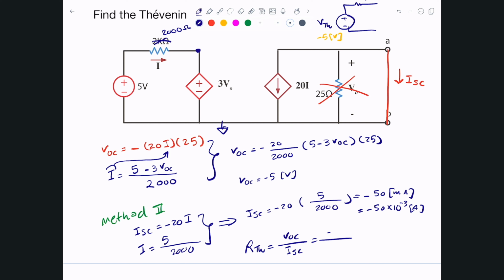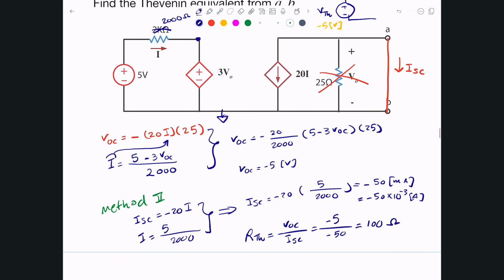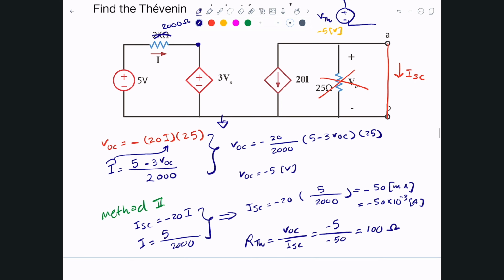Okay, but now we're computing R Thevenin. Well, what was the value here? It was negative 5 and negative 50 milliamp, because this is a milliamp, so the result will be in kilo ohms. So 5 divided by 50, and that will be just simply, I think it's 100 ohms. You will get 100 times 10 to the negative 3 kilo ohms, and then you just multiply by 1,000, and you'll get 100 ohms. So that's basically the R Thevenin. All right, so that's basically method 2.